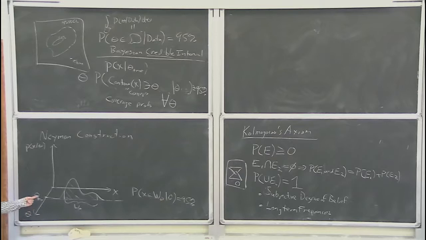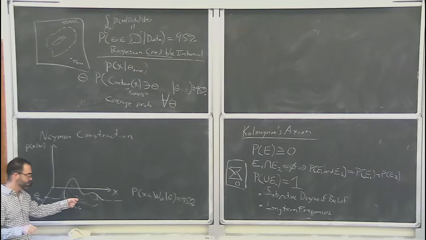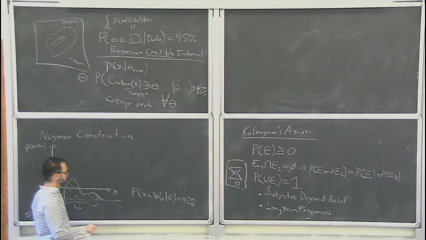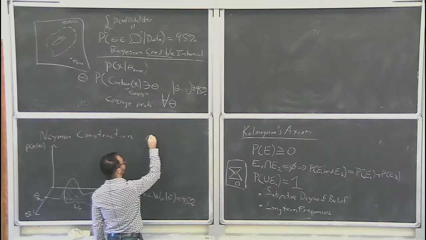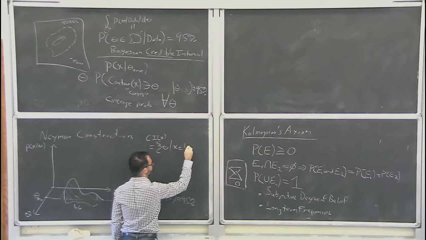Then, for this particular value of theta, what I'm going to do is that if the data falls in this region, then I'm going to accept that value of theta. I'm going to say this value of theta is consistent with the data, and it's going to be part of my confidence interval, okay? So I'll say that my confidence interval is a function where I give it some data, and it is the set of thetas such that X is in W of theta. Okay.